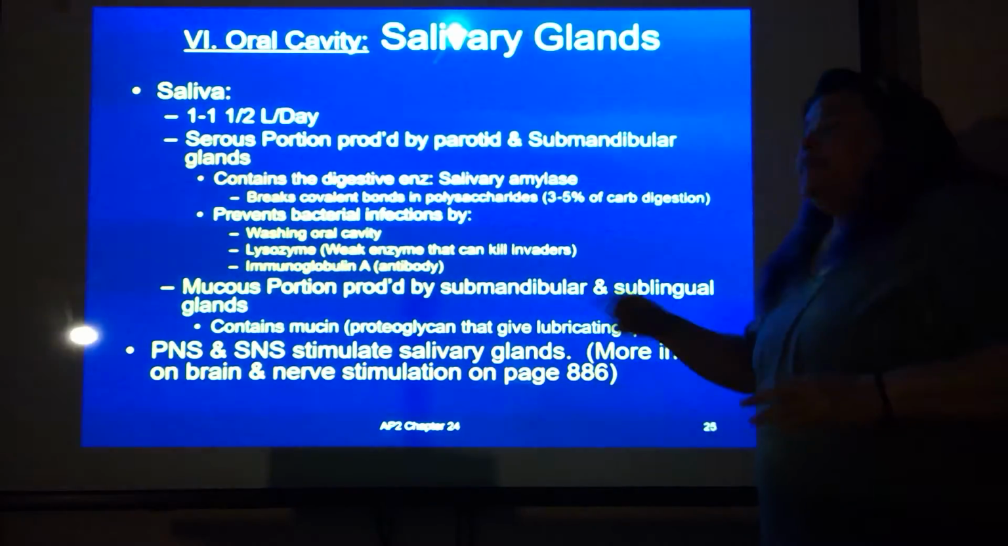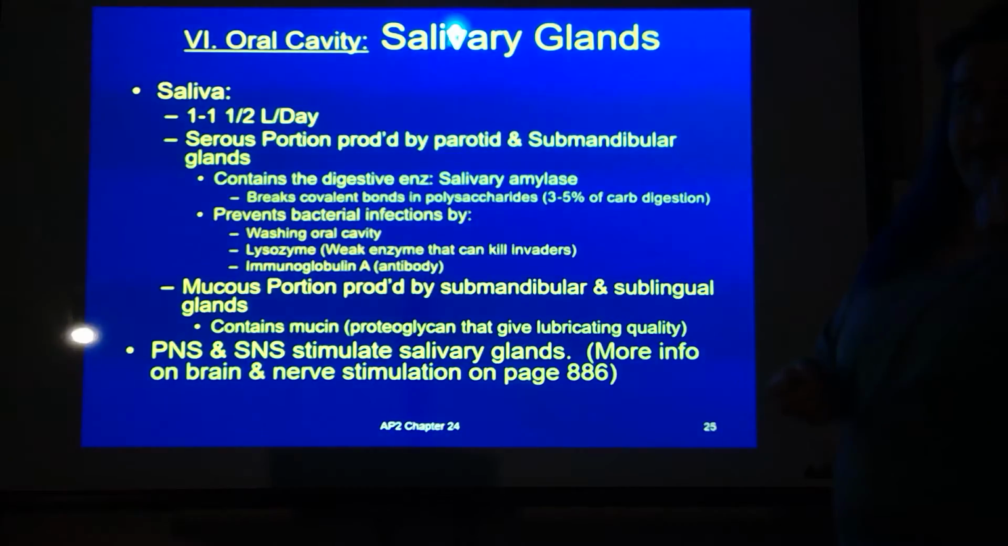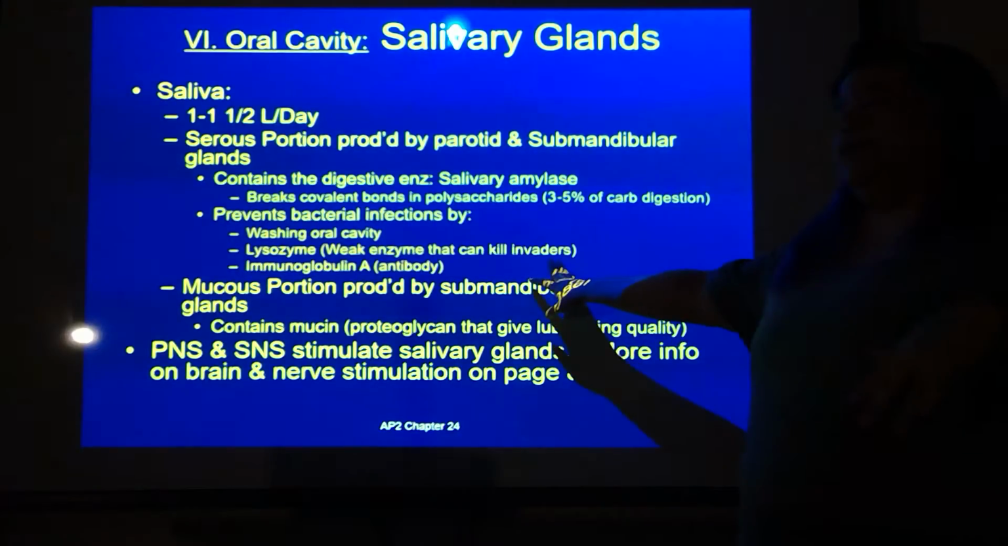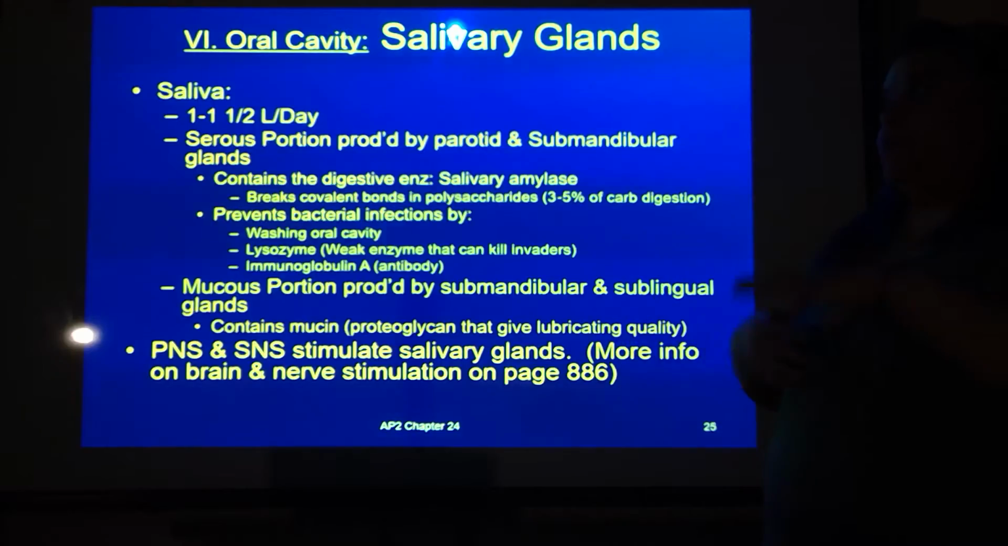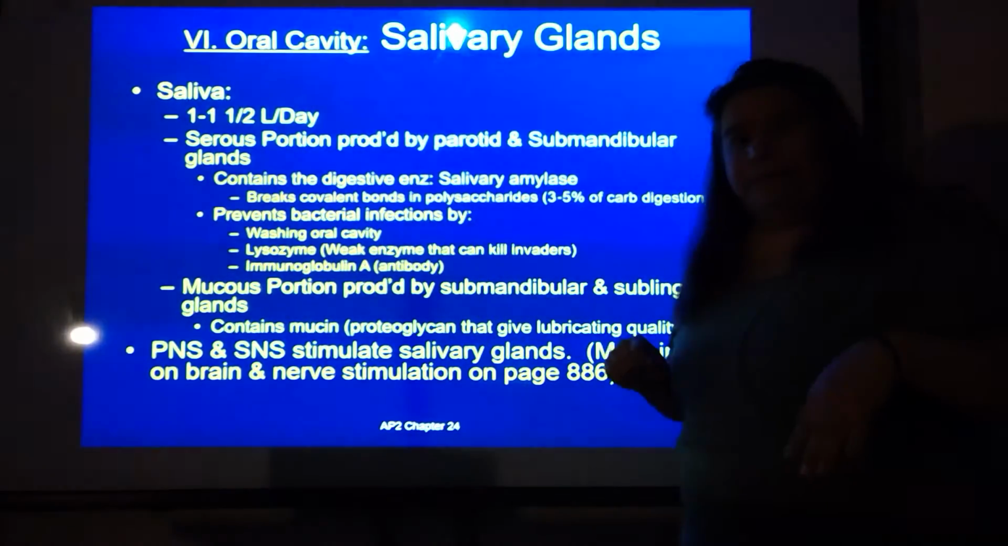Okay. Lysozyme. This is also an enzyme. Lyse means to break, right? So lysozyme is a weak enzyme that's in your mouth that can actually help to kill foreign invaders. And then you also have antibodies present in the serous portion, immunoglobulin A, okay?